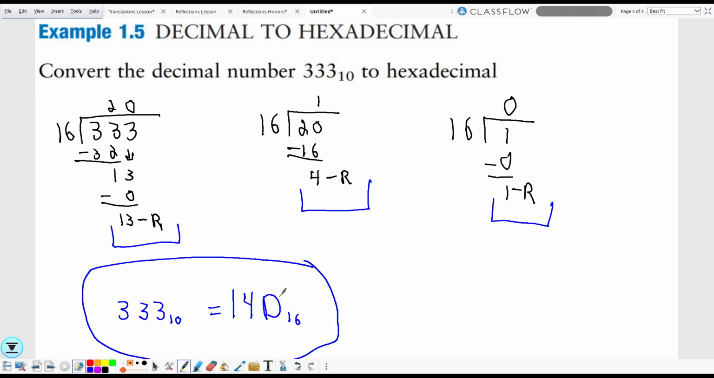Basically, you just divide by 16 over and over again, replacing the quotient each time, until your quotient is 0. And then once you're at 0, you stop, and the digits are just your remainders in reverse order, basically. So hopefully that makes sense.